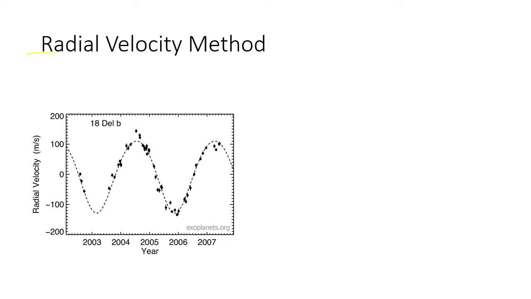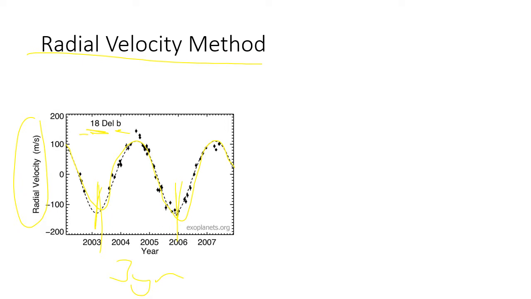Anyway, this method is called the radial velocity method, and you have to remember that because they describe it that way in your exam. And here's a plot of a radial velocity method measurement of a planet. The planet is 18 Del, and it's planet B, so planet A has already been discovered. You can see the shift in the frequency of the spectral line within the star that's been converted into a radial velocity, and you can see that the planet has an orbital period of around about 3 years.